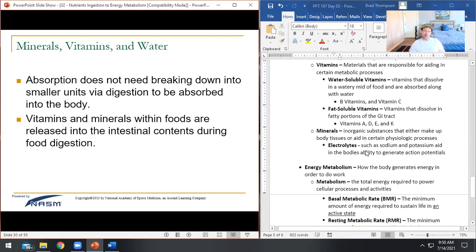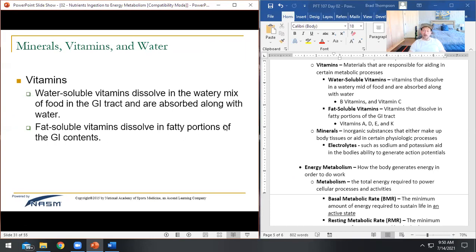And then we've got minerals, vitamins, and water. These are the more trace things that we need in smaller amounts, with the exception of water. Water you need lots of, but we're not talking about water today. Vitamins are materials that you need milligrams of each day. They aid in certain physiologic and metabolic processes.